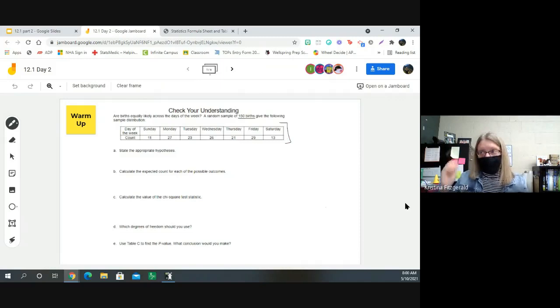Which 2 words, there are 2 words in this tiny little description up here that are super duper important. What 2 words do you think are super, super important for this one? Online people, I'm going to give you some time to think. Or call on somebody in the room. Chris, what 2 words do you think are super important? Equally likely. I thought for sure you were going to pick random sample. That one is important too, but equally likely is important.